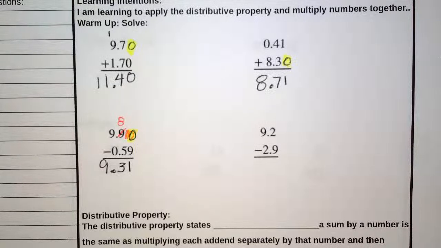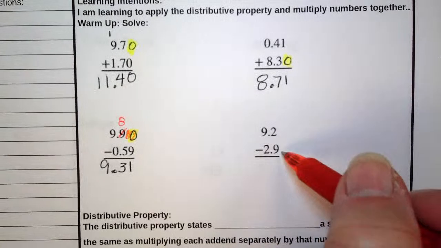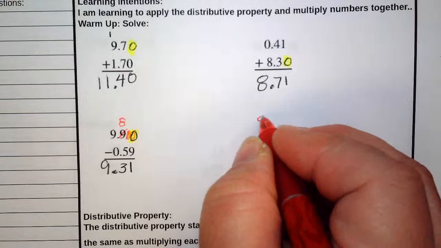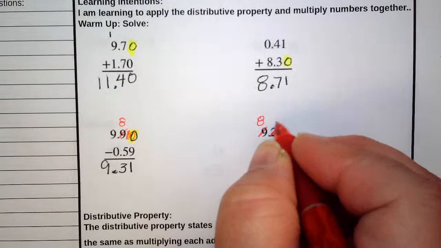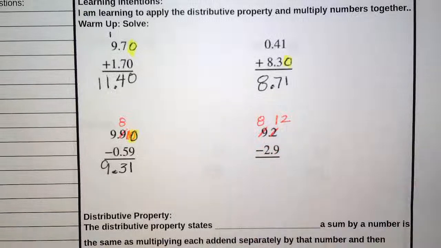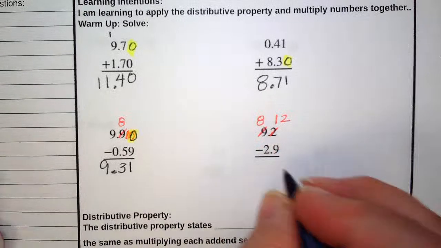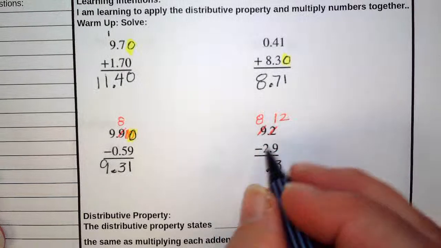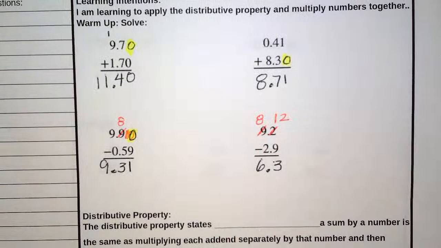For the last one, what do you notice? 2 minus 9 doesn't work. I borrow 1 from the 9, and this becomes 8. The 2 now becomes a 12. 12 minus 9 is 3. Bring our decimal. 8 minus 2 is 6. 9 and 2/10 minus 2 and 9/10 is equal to 6 and 3/10.